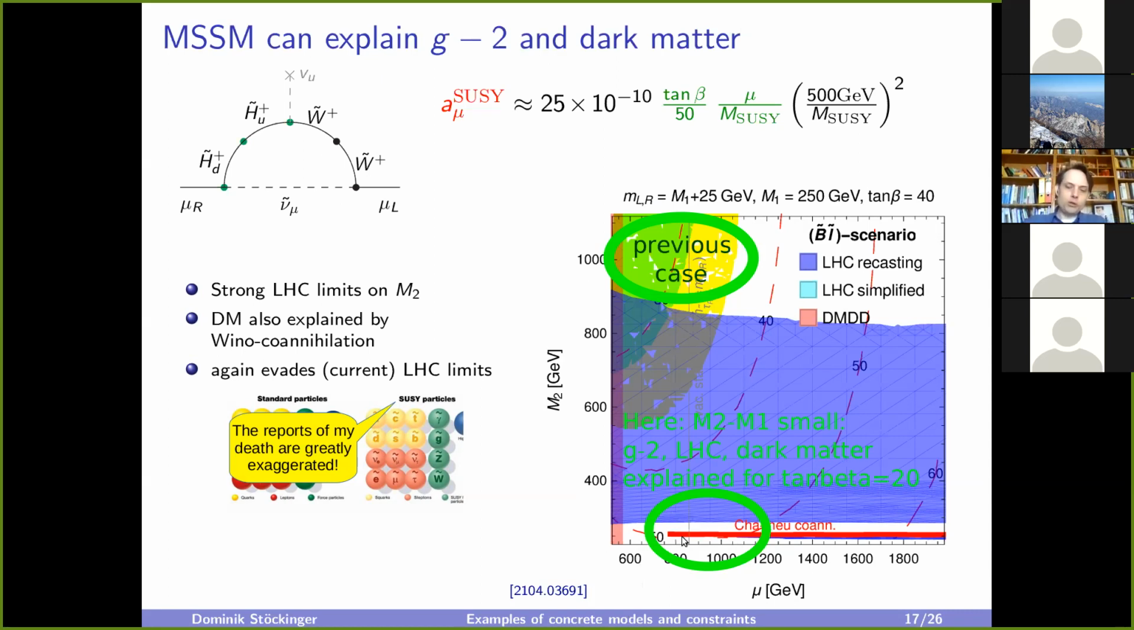So we have two distinct regions of parameter space where we can explain g-2 and Bino-like dark matter at the same time.